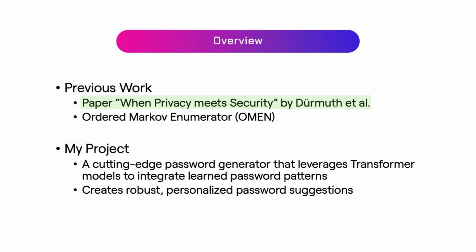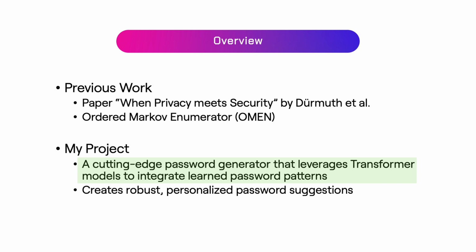It builds on the paper titled When Privacy Meets Security discussed earlier in our class. This paper introduced a method called the Ordered Markov Enumerator, or OMEN, for generating passwords using Markov models. My project takes a different approach by employing deep learning techniques, specifically transformer and language models, to create passwords.